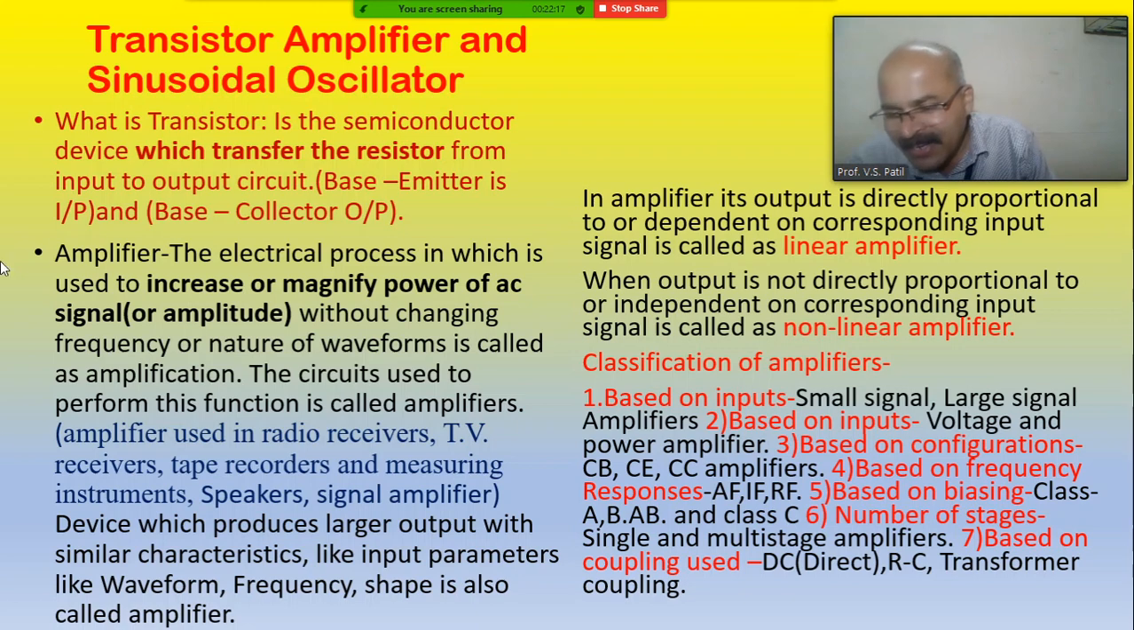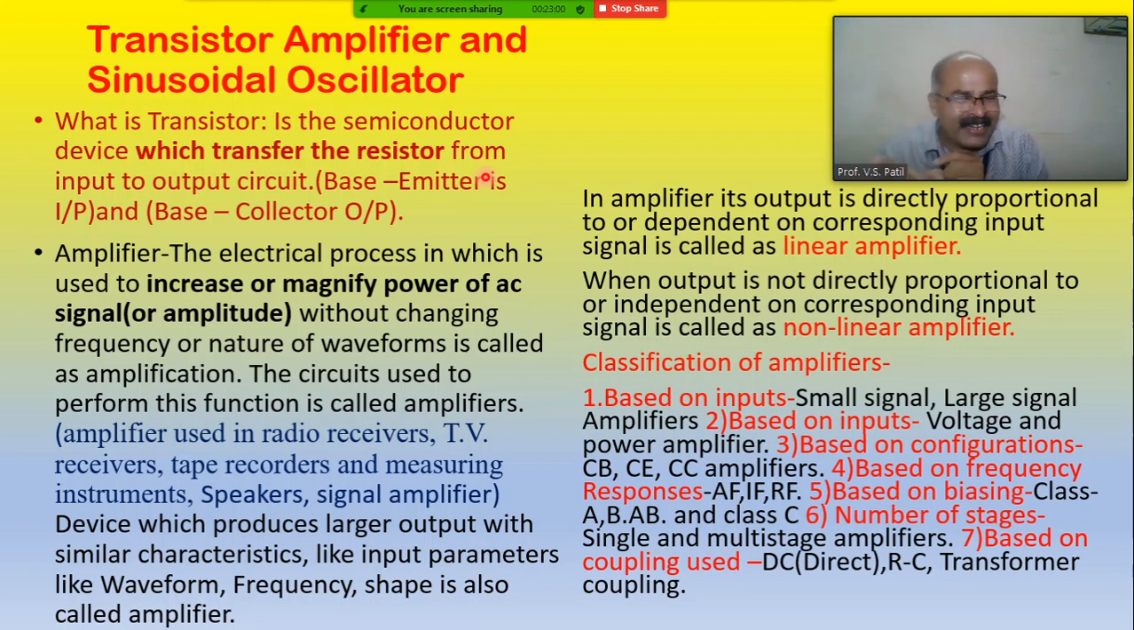First, I want to take the transistor. See here, what is the transistor? It is a semiconductor device which transfers the resistance from input to output circuit. Inside the transistor there are two locations: one is the input location and the other is the output location. It can transfer the resistance from input toward the output. Then in a transistor, which is the input and which is the output is very essential.